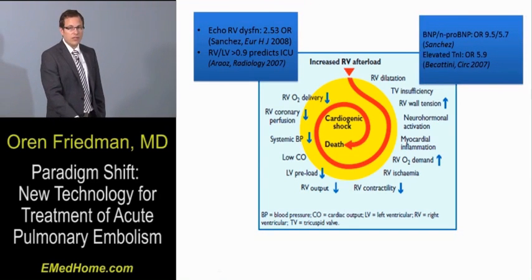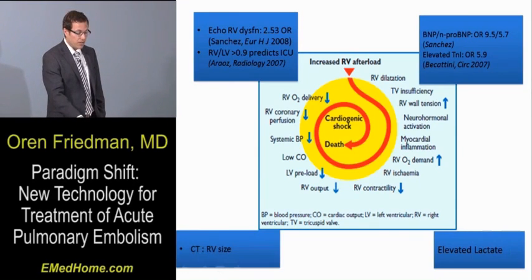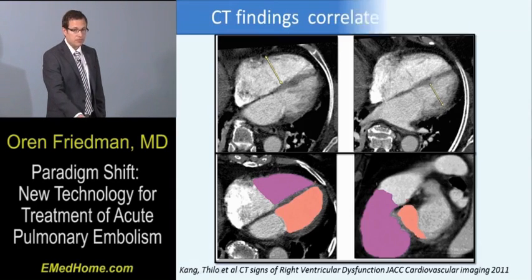It turns out that if you have an elevated troponin or BNP, so either of these biomarkers, they also predict a worse course. An elevated lactate, as we'll get to in a moment, is also highly predictive of a bad outcome. It actually turns out that from the CAT scan alone, you can predict a bad outcome as well.